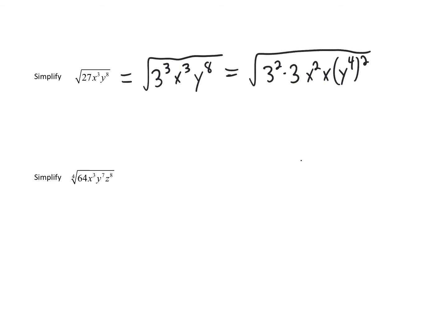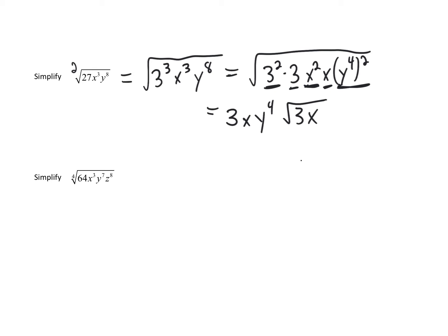And I'm looking at powers of 2 because it's a square root. So this 3 squared I can bring out as a 3. Square root of 3 squared is 3. This x squared can come out as an x. And this here, y to the 4th squared, would be y to the 4th, leaving me underneath a 3 and an x. Now, same idea for the second example, but it is a 4th root.